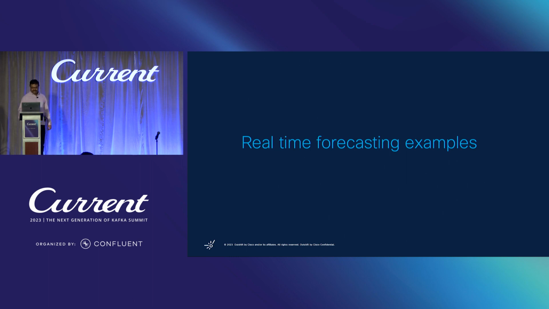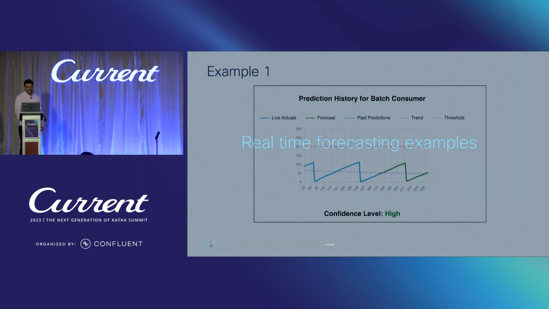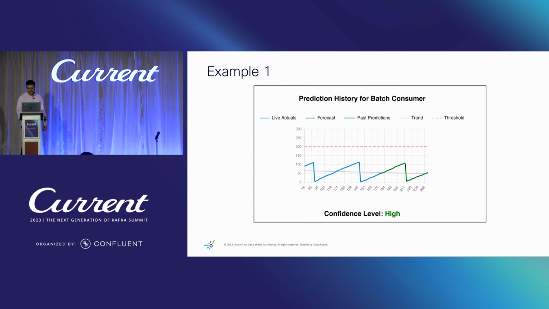So, some real-time forecasting examples, where we have a dashboard to build upon. This is essentially a dashboard. What you see here is the blue line, the first part of the graph. This is for a batch consumer. The blue line is what is observed so far, and the green line is the predictions. So I'm going to just turn it on.